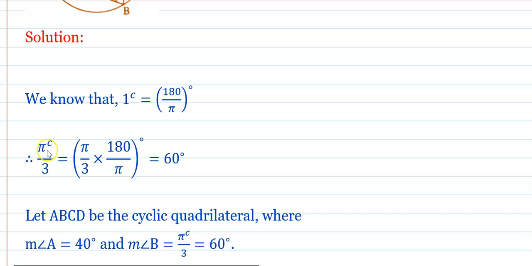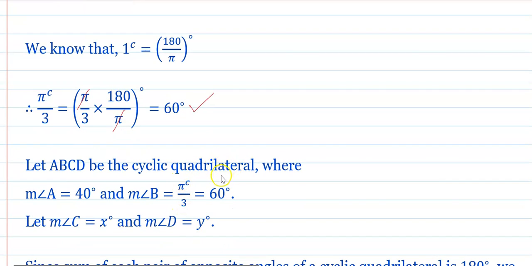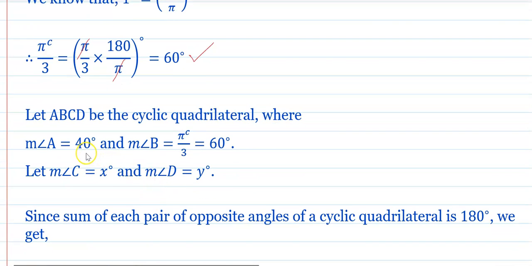The pi by 3 radian is equal to pi by 3 into 180 upon pi. Again we convert to degree. Pi gets cancelled, 180 upon 3 means what? You will get 60. Let quadrilateral ABCD be cyclic. That is what we have been given. Therefore, measure of angle A is 40 degree.